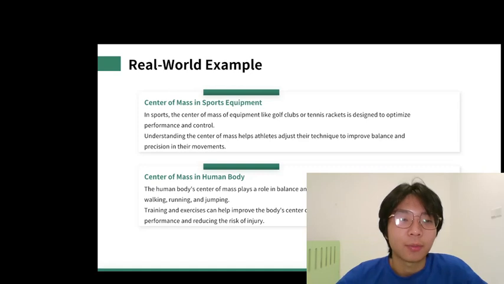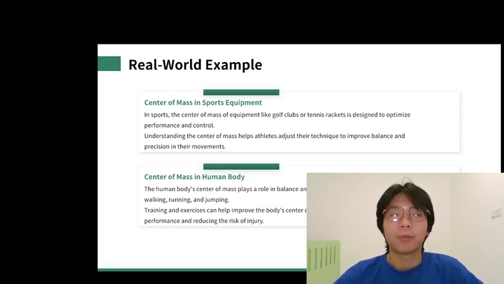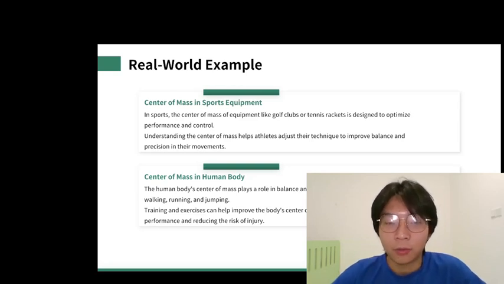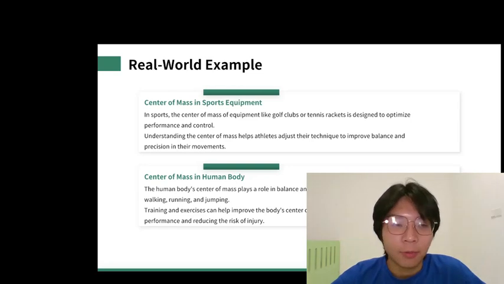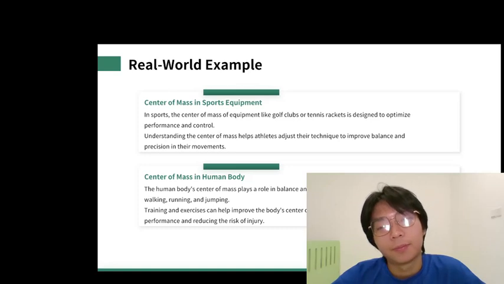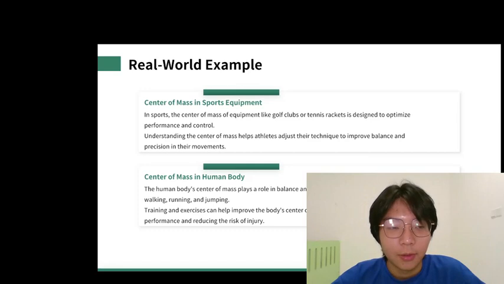A real example: center of mass in sports equipment. In sports, the center of mass of equipment like golf clubs or tennis rackets is designed to optimize performance and control. Understanding the center of mass helps athletes adjust their technique to improve balance and precision in their movements.